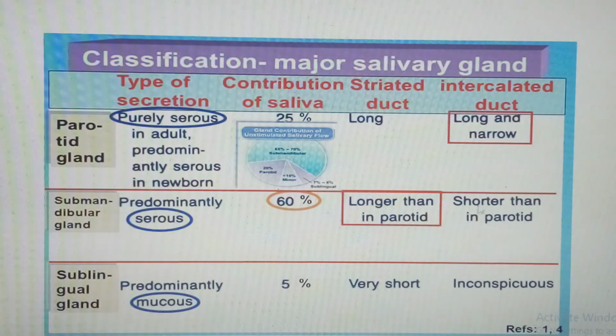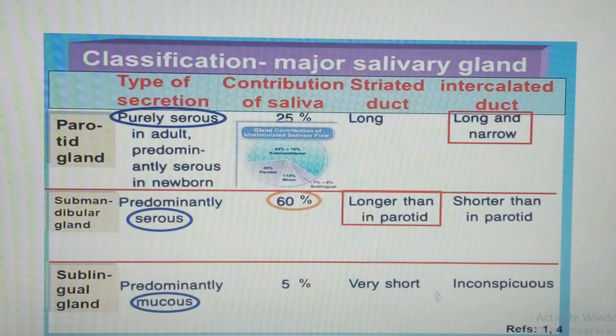Then of course the intercalated duct won't be as enormous compared to that, because we don't need much modification, so it's very short. It's less developed, that's why it's going to be short. Then if you look at the sublingual gland, it is predominantly mucous, with about 70% of its acini being mucous, and it contributes just about 5% of the volume of saliva. It has a striated duct, which will be very short. This one may even be virtually absent. Then its intercalated duct will be inconspicuous, so that's one thing that you have to know.